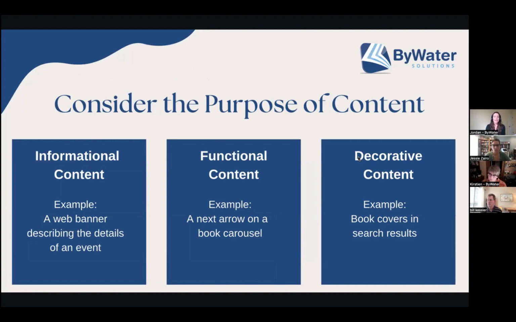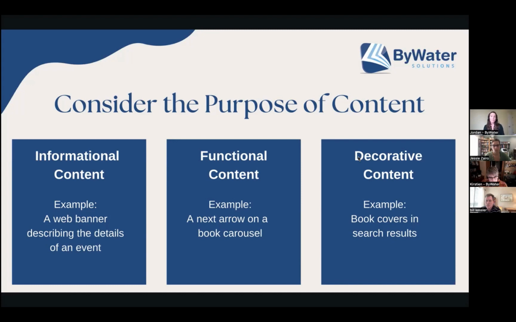So think about this as any type of content that's giving the user information, a web banner maybe describing the details of an event. If you're familiar with Aspen, I think of this a lot with placards. And it's really important here to make sure that with informational content, your alt tags are fully descriptive of that content. So I've seen some really beautiful placards that are kind of a full image, but if you don't fully put all of the information in that image into the alt text, a user using a screen reader is not actually going to be able to get at that content. So that's something to consider if you're an Aspen administrator.